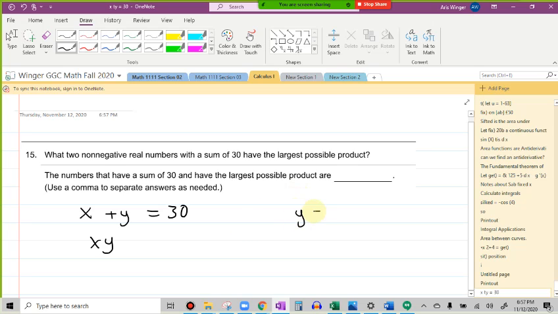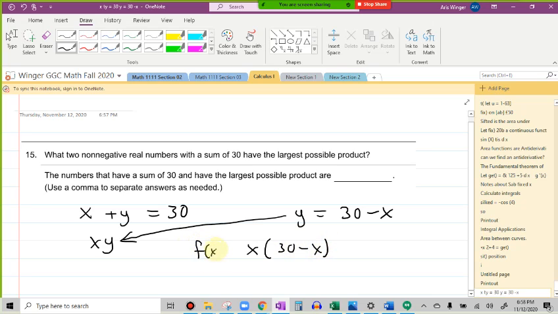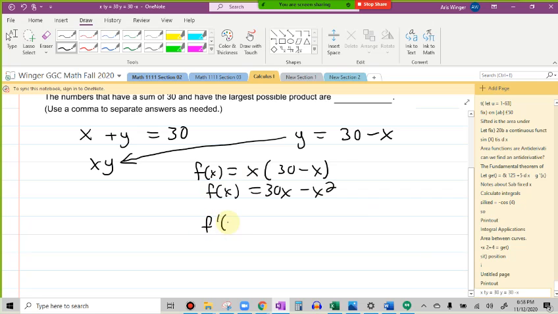So the first step we'll do is we'll let y be a function of x, and then we'll go ahead and substitute in. I'm trying to maximize x times 30 minus x. That's the function we're trying to make as large as possible. Quadratic, 30x minus x squared. Oh my goodness. F prime of x is 30 minus 2x. Need that to be 0 if I'm at the top. 2x is 30. X is 15.